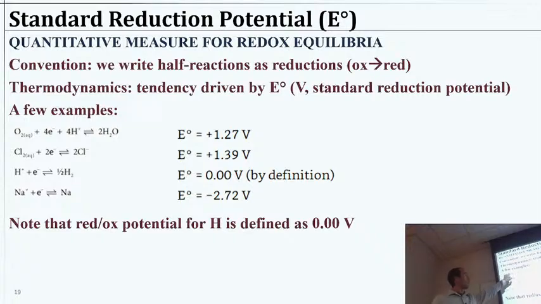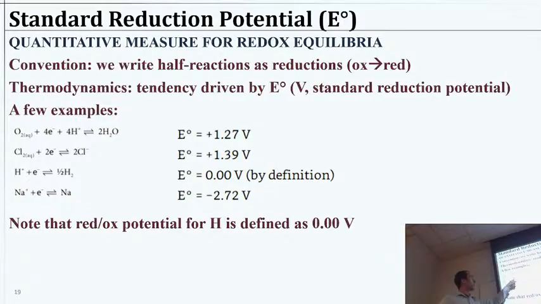oxygen with electrons and hydrogen. This will have a strong tendency to form water. It's not very likely to come to the left, so that is a very positive reaction. So if we ever put oxygen and hydrogen together, they're very likely to form water.